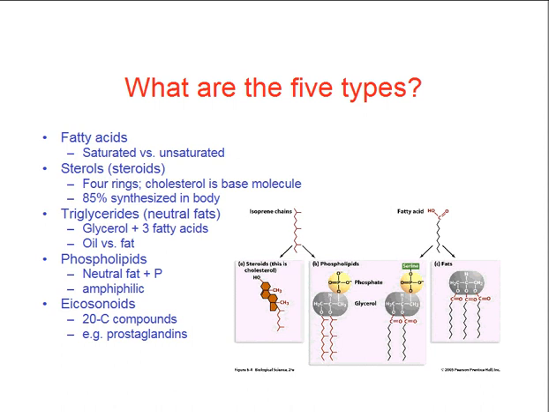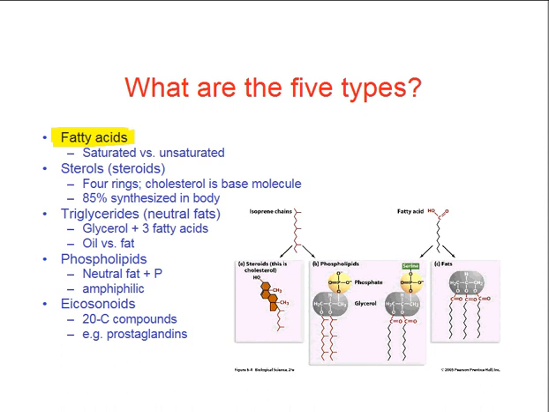Now, there are lots of different types of lipids out there, and I'm going to talk briefly about 5 types. Your book doesn't highlight all of these, but I want to just briefly at least mention them. Fatty acids are a very common type of lipid, and we've all heard about saturated fatty acids, unsaturated fatty acids, monounsaturated fatty acids, polyunsaturated fatty acids.